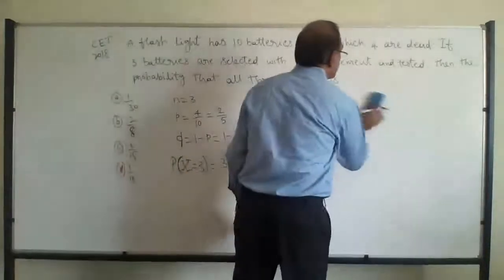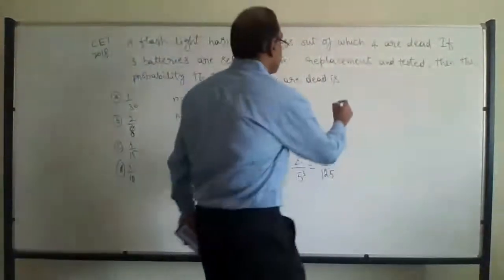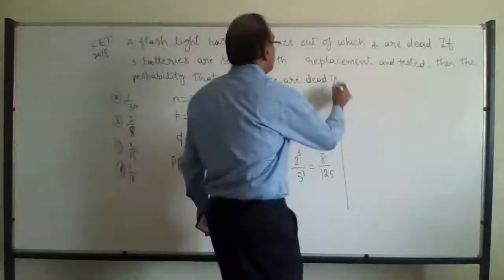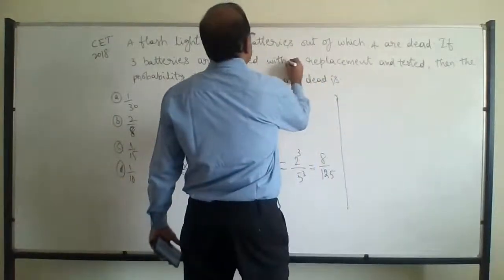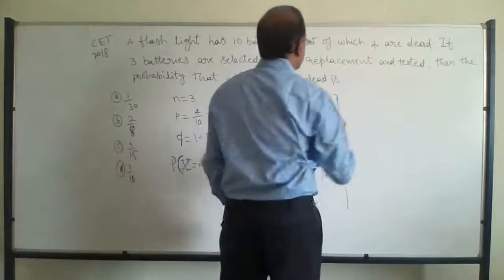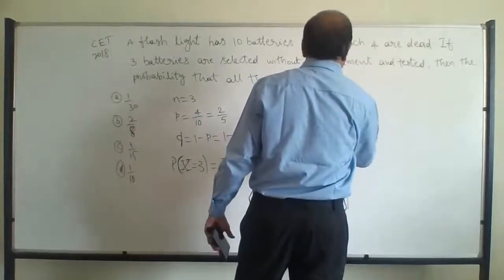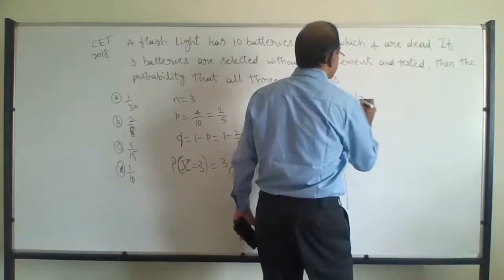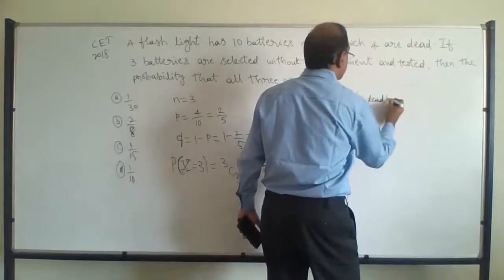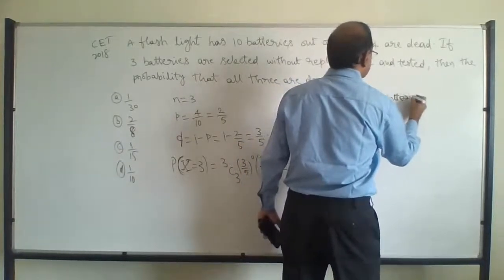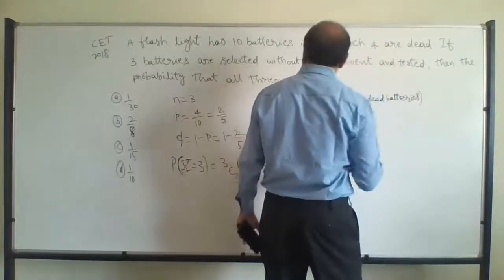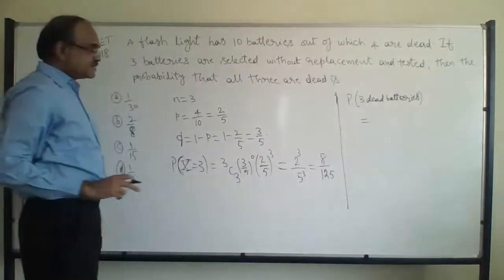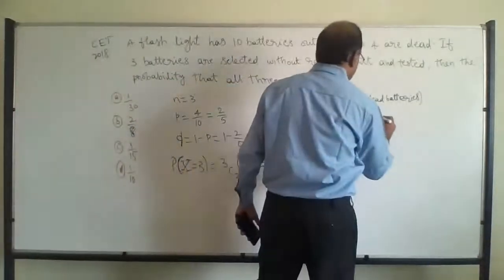Now I will do without replacement. Now this thing is suitable for with replacement. Actually, in the exam it was without replacement only, so now I cannot use it. What should I do? The probability of getting all three dead batteries, I'll use the multiplication theorem here. What is the multiplication theorem? First time, what is the probability that you get a dead one? There are 4 dead batteries out of 10.